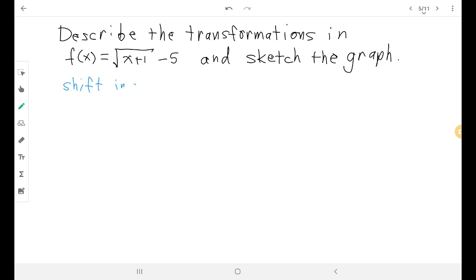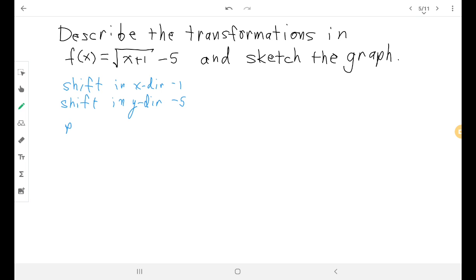Is there a shift in the x direction? Is there any adding or subtracting grouped in with x? Certainly there is. It's right there. So if there's a shift in the x direction, you look at what it is, and you write down the opposite of what is grouped in with x. So I'm doing +1, so there's a shift in the x direction of -1. And then shifts in the y direction are not grouped with x. That's that part over here. So there is indeed a shift in the y direction. And it is exactly as you see it, so there's a shift in the y direction of -5.